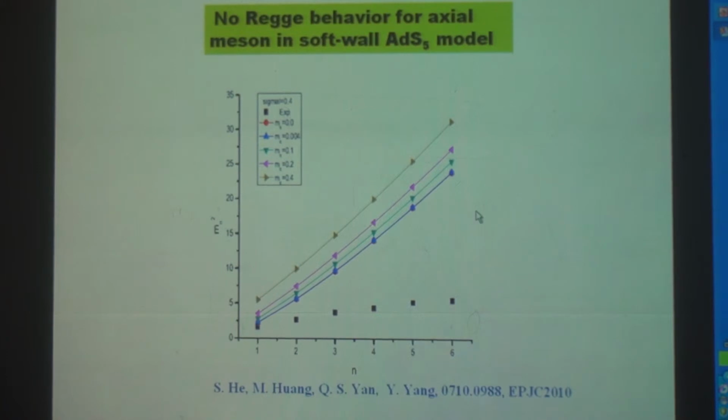For axial mesons, experimentally, is there a sort of ratio? Yeah, I will come back to that. But this is just to show you that, for naive trying, something worked, but something doesn't work.